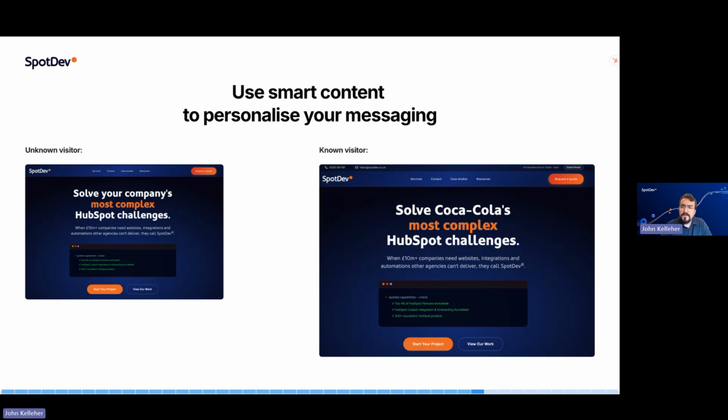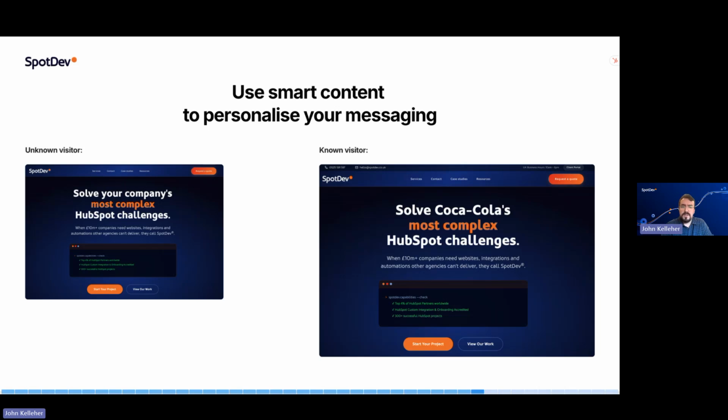But essentially, if we've done things right, if we've built the system set up and we know who someone is, we can call out their company. I'd probably stop short of calling out their name. Solve Bob's most complex HubSpot challenges. Bob's going to be a little bit freaked out. So we'll focus on just calling out their company name at that point. It just makes it much easier to really say to people, this is for you.